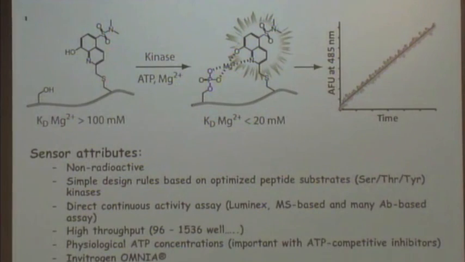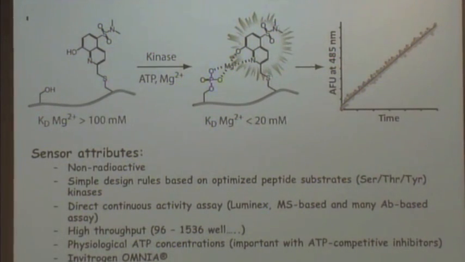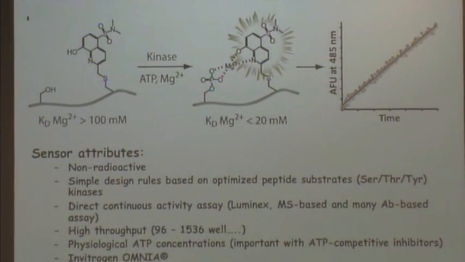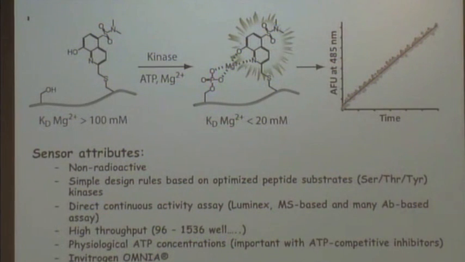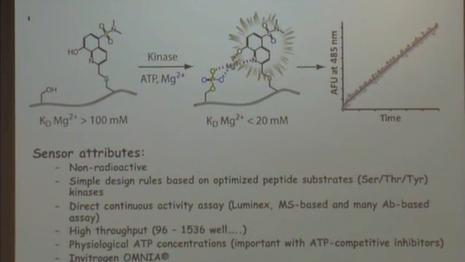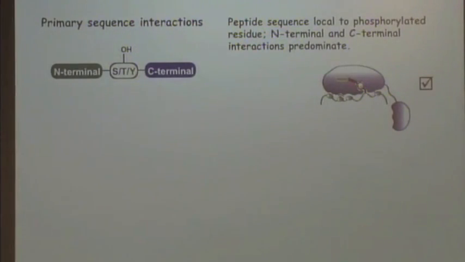But at the current time, the types of sensors we make are very useful in high-throughput screens for small molecule drug development up to the 1536-well plate format and beyond. Most importantly, these sensors employ physiological ATP, which is critical, and the sensors we've developed in the past are available under the Omnia trademark at Invitrogen.